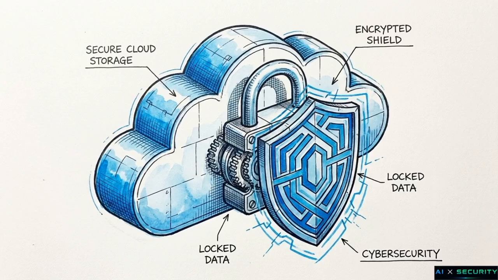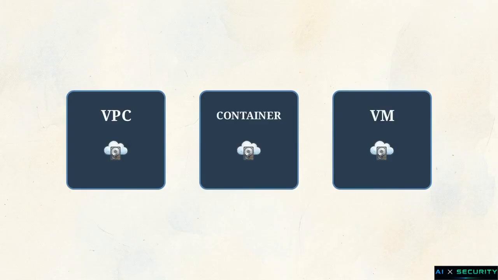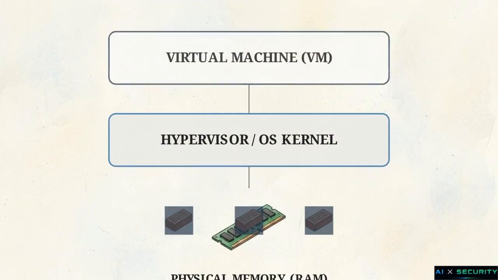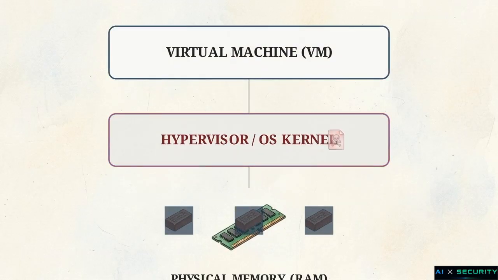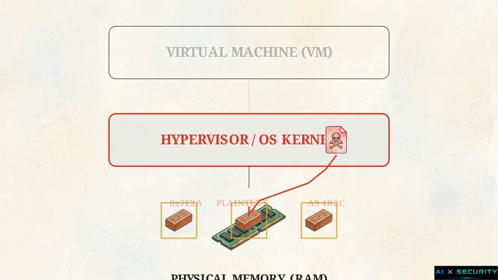The traditional way we secure data in the cloud is through software isolation. We build virtual private clouds, use isolated containers, and run separate virtual machines. But software isolation relies on the underlying system acting in good faith. If the operating system kernel or the hypervisor is compromised, or if a cloud operator acts maliciously, those software rules can be bypassed to scrape the raw, plain-text data directly from the host's memory.